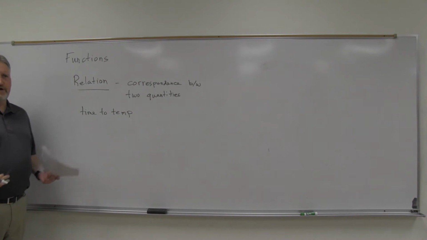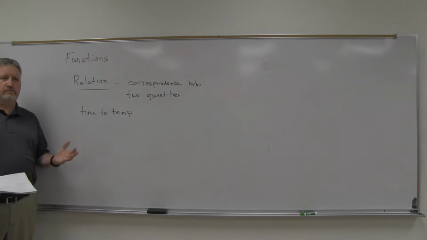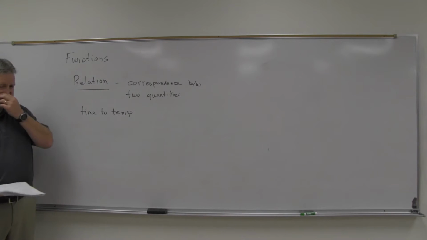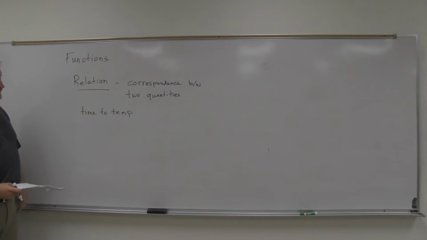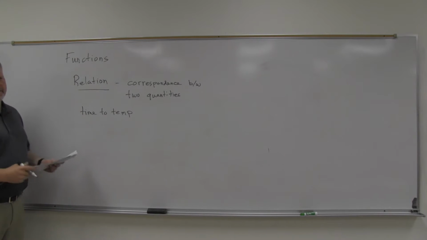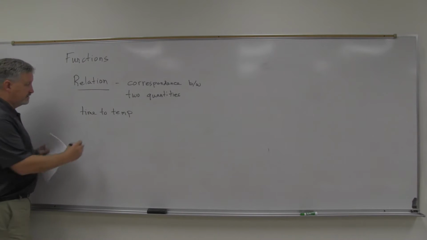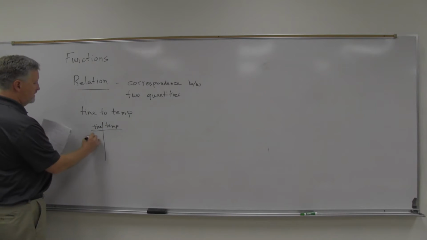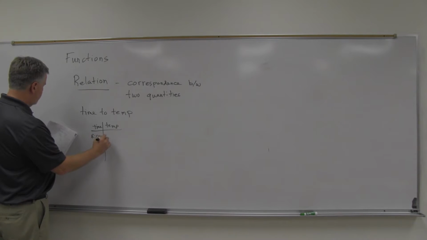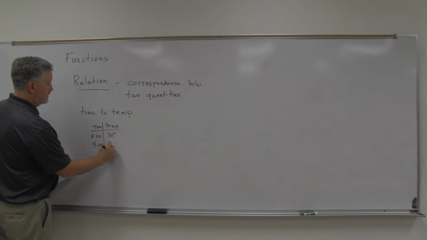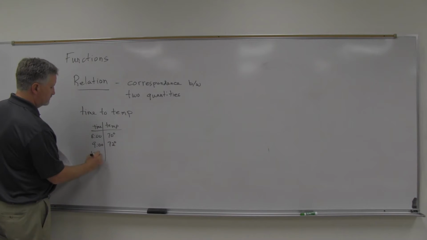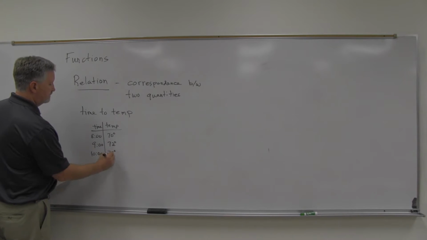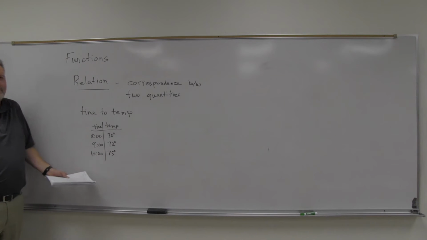Now, there's several ways to denote relations and then function as well, but one way is just to do a table. You know, you got your time and then your temp on the other end. So 8 o'clock it was 70, 9 o'clock it was 72, and then 10 o'clock it jumped to 75. All right, that's a relation.